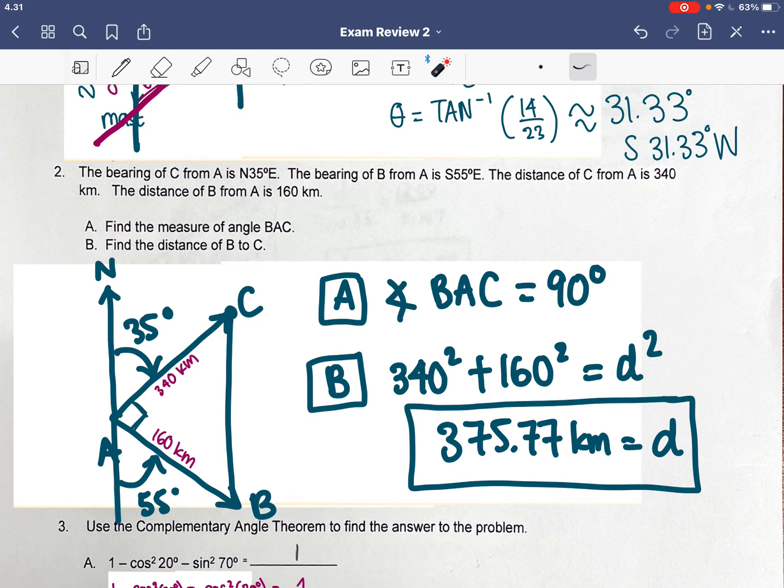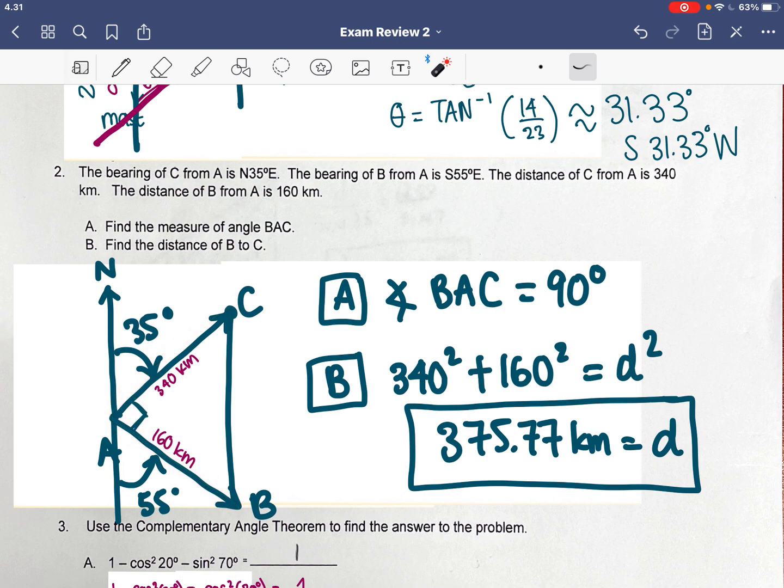Once I'm done with that, I'm going to have to label the distance of C from A. That's 340. The distance of B from A is 160 kilometers, and then I'm done with my drawings, finally, right? And it says find the measure of angle BAC. When they write it like that, they're pretty much asking you what angle A is, okay, BAC, so this.